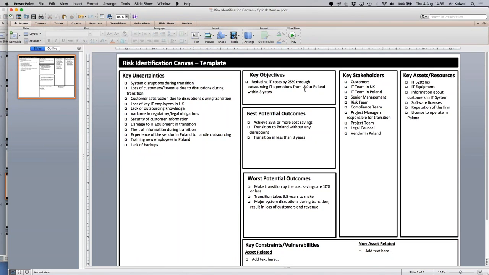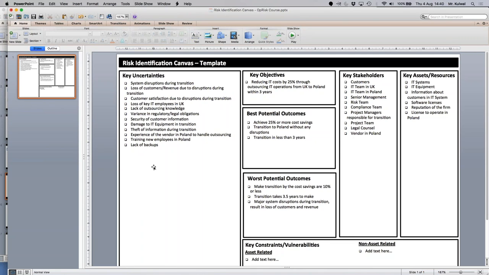Okay, so I think that gives us an idea: we identify the objectives, the best potential outcome, the worst potential outcome, the stakeholders, the key asset, and then at each transition we try to identify some of the uncertainties. And what I found in this tool is that because we keep everything on one slide, it makes it a lot easier for everybody to see the complete picture. Rather than writing it on lots of flip charts and losing the connection between the thought process, all of this stays on one slide.